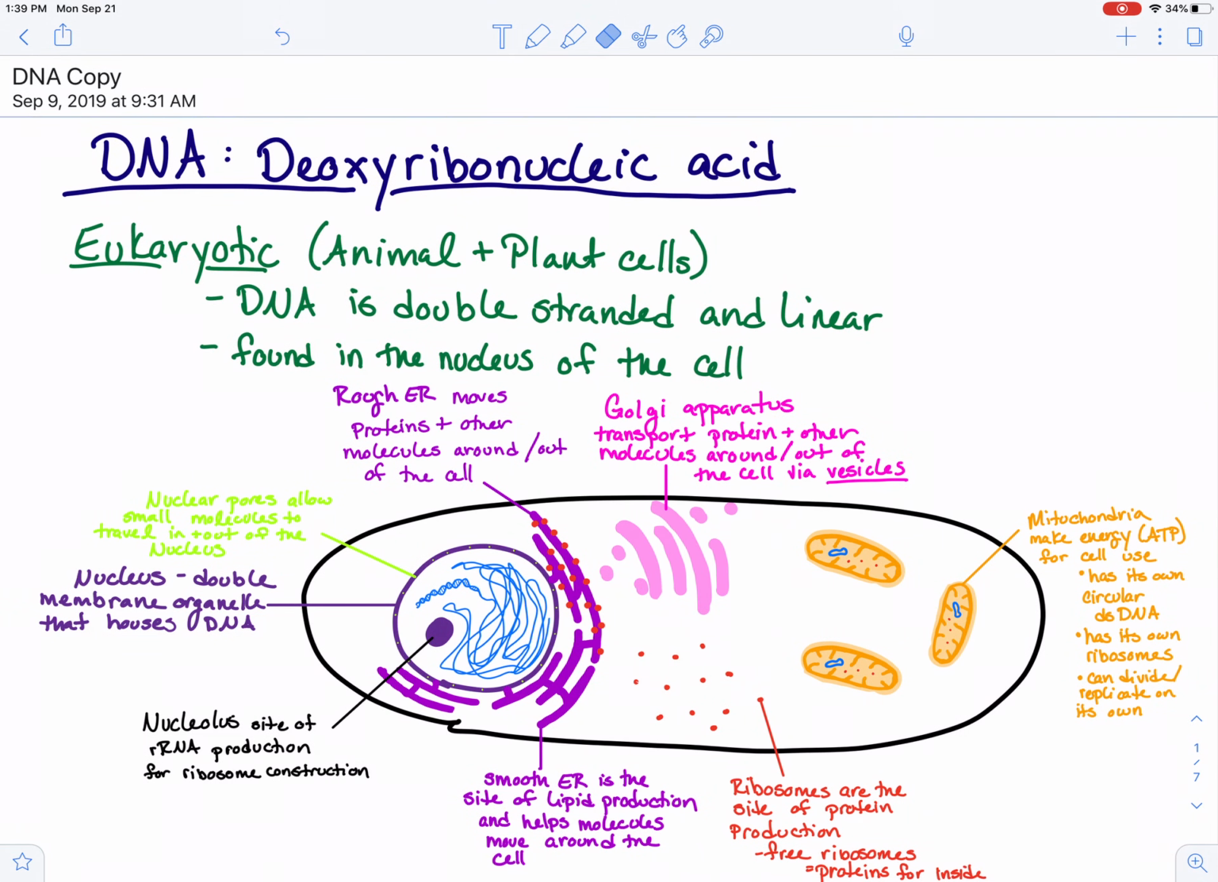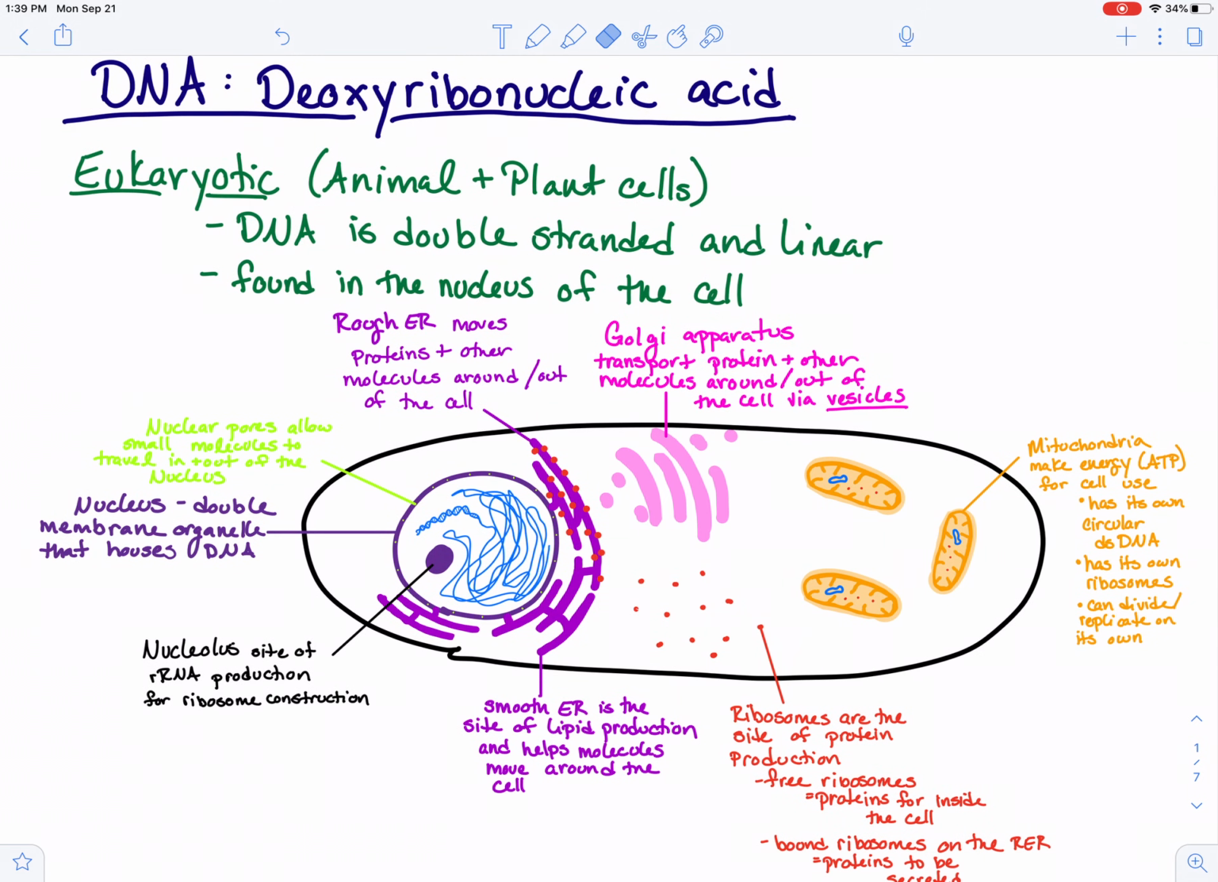In today's notes, we're going to connect some ideas from our last unit on cells with our new unit on genetics. Just as a reminder, eukaryotic cells have double-stranded DNA. I'll talk more about what that looks like. It's linear, meaning it's one long piece of DNA, like one long piece of string. And it's found in an organelle known as the nucleus. The nucleus has its own double membrane that goes around and houses that DNA.